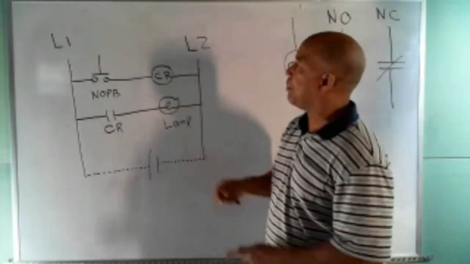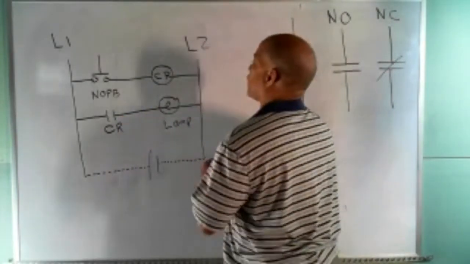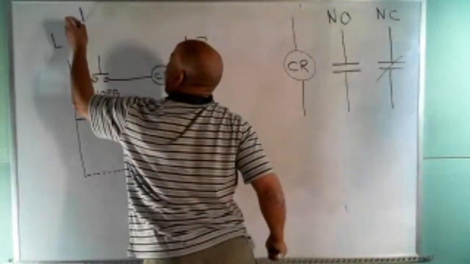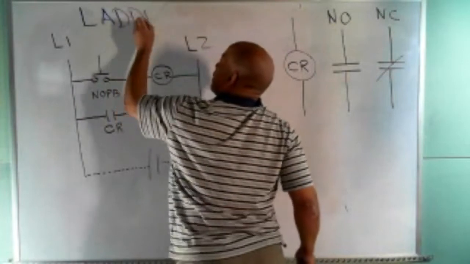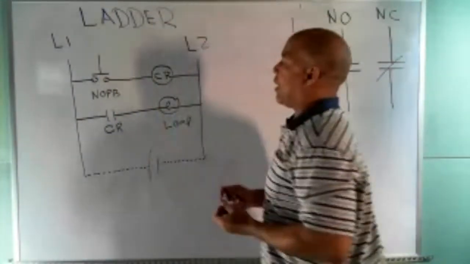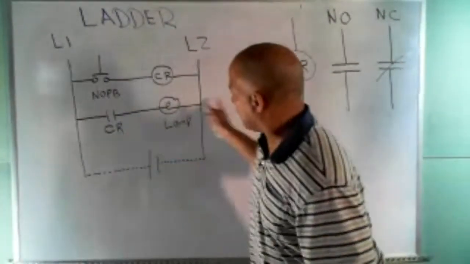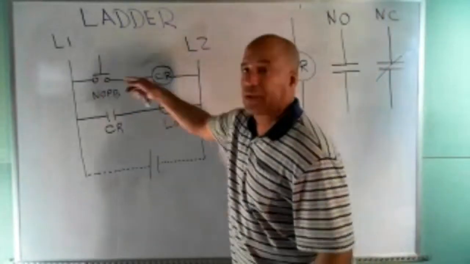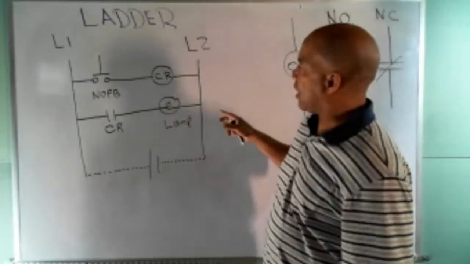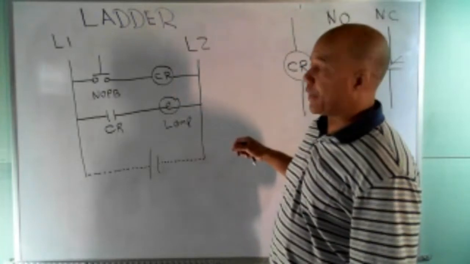Now, this is a really simple diagram, but it's called a ladder diagram. Ladder. And the reason they call it a ladder diagram is because if we keep putting these lines across here, these look like the rungs of a ladder. So they call this a ladder diagram or a ladder circuit.